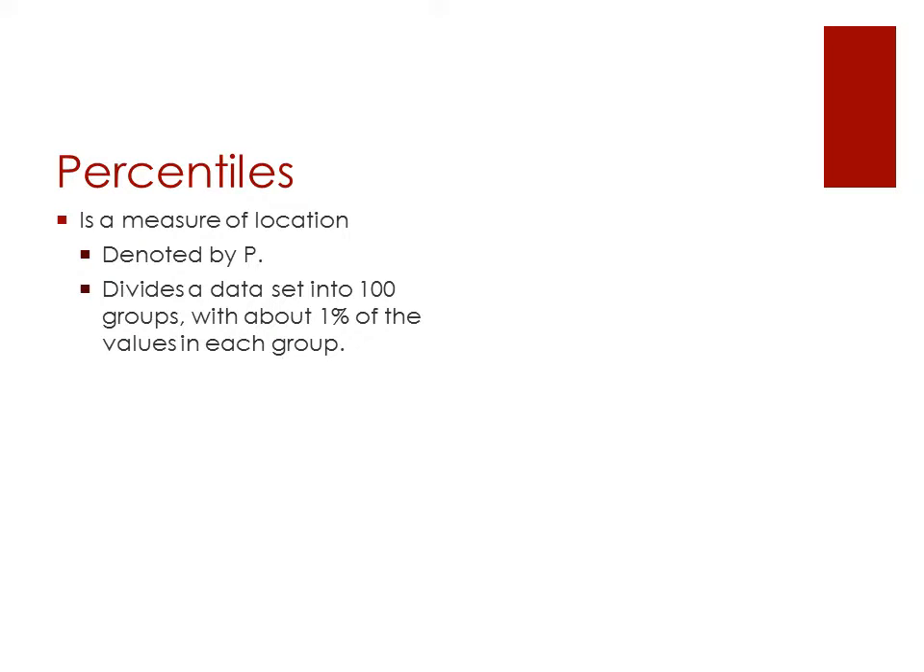Alright, in this section we're going to be looking at percentiles. Now, a percentile is a measure of location. It's denoted by the capital letter P. Percentiles divide the data set into 100 groups with about 1% of the values in each group. Let's take a look at a concrete example of this.